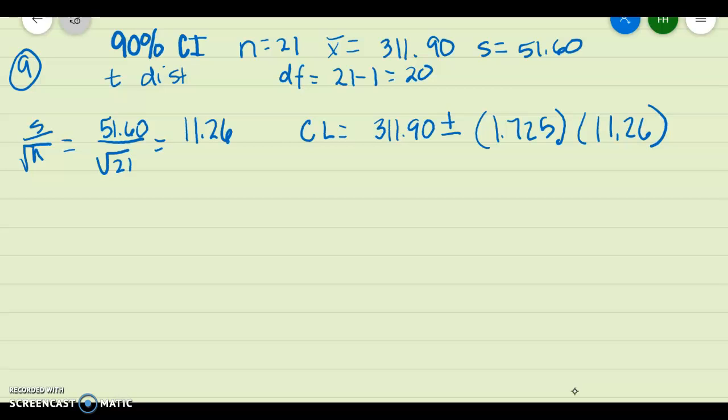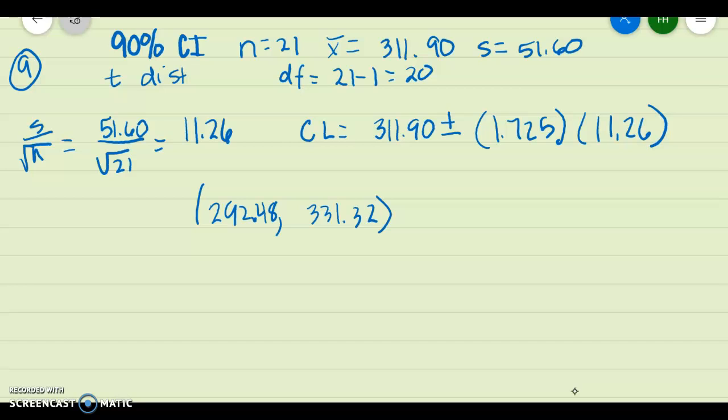And I think on this one, it was off by a cent or two, so don't be concerned about that. If you're off by $1, then you would be concerned. But if you're off by just a little bit, like a penny or two, you're okay. So this one I got 331.32 for the upper, and then 311.9 minus 1.725 times 11.26, I got 292.48 for the lower. So if you got that or something close to that, you're good.